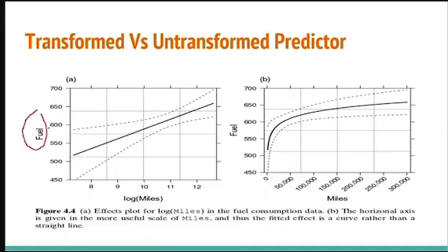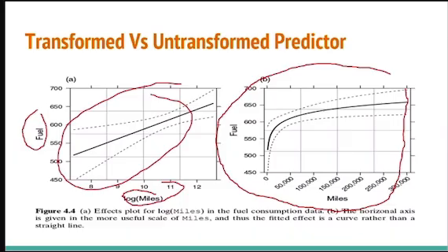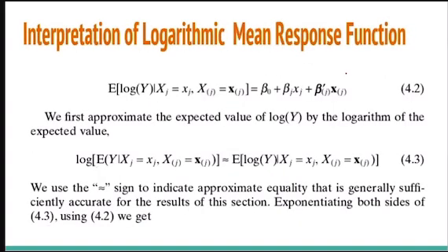For the mice, when you plot fuel consumption against mice, that was not linear. When you take the log, you can see it brings out the linear relationship. So we don't just put a logarithm on a variable. It's a way of transformation, making sure we attain linearity.